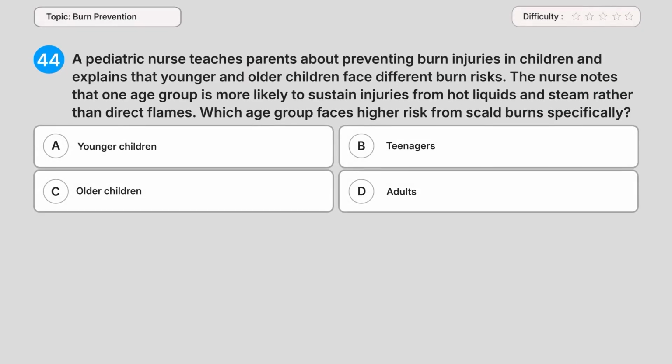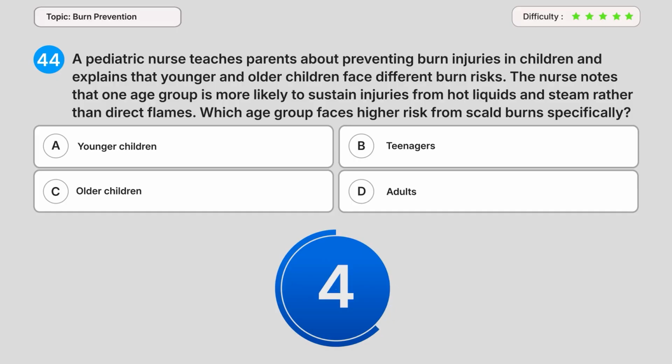44. A pediatric nurse teaches parents about preventing burn injuries in children and explains that younger and older children face different burn risks. The nurse notes that one age group is more likely to sustain injuries from hot liquids and steam rather than direct flames. Which age group faces higher risk from scald burns specifically? A. Younger children. B. Teenagers. C. Older children. D. Adults. What do you think is the answer?